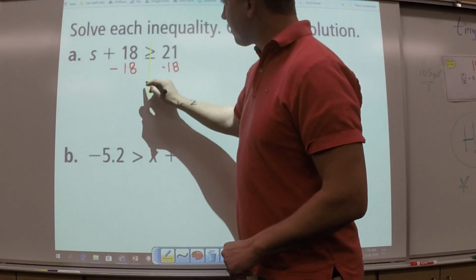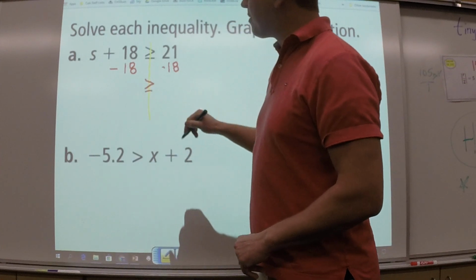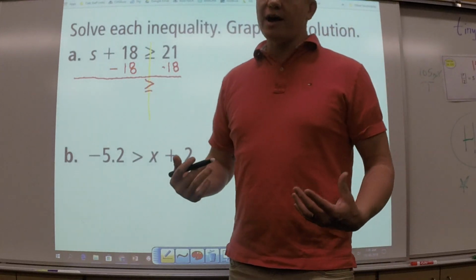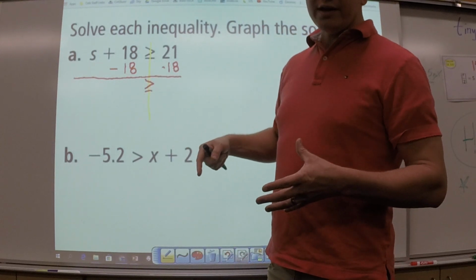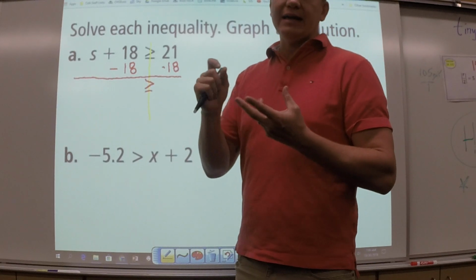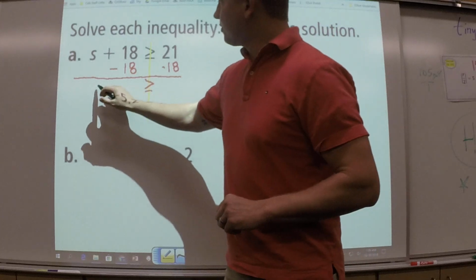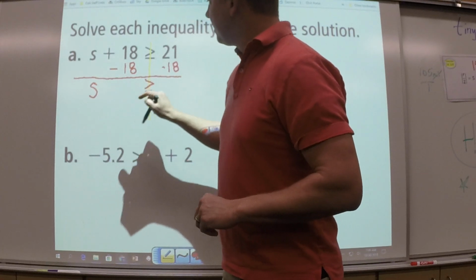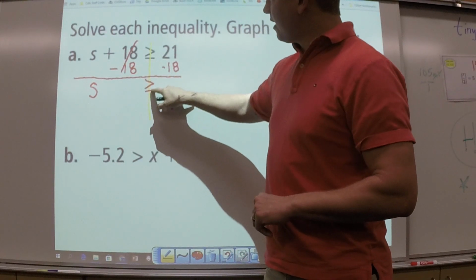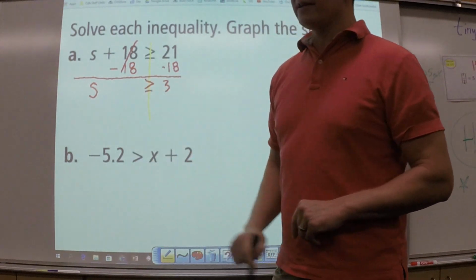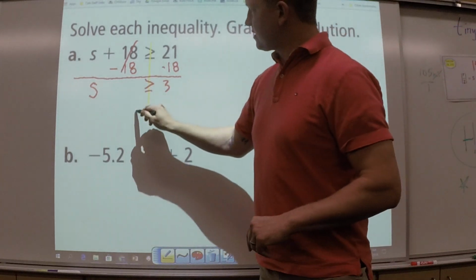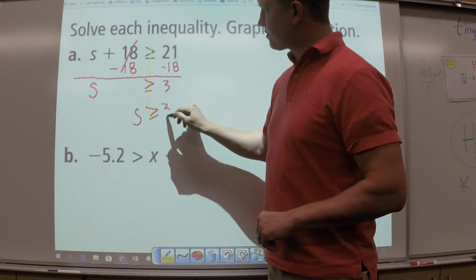Okay, so I rewrite my inequality, and remember that if we're only adding or subtracting, then we actually don't need to flip the inequality. The only time you would flip the inequality is if you multiply or divide by a negative number. All right, so right here we have s is greater than or equal to, these would cross out, and they turn into 3 on this side, right like that. All right, so our final answer on this one is s is greater than or equal to 3.